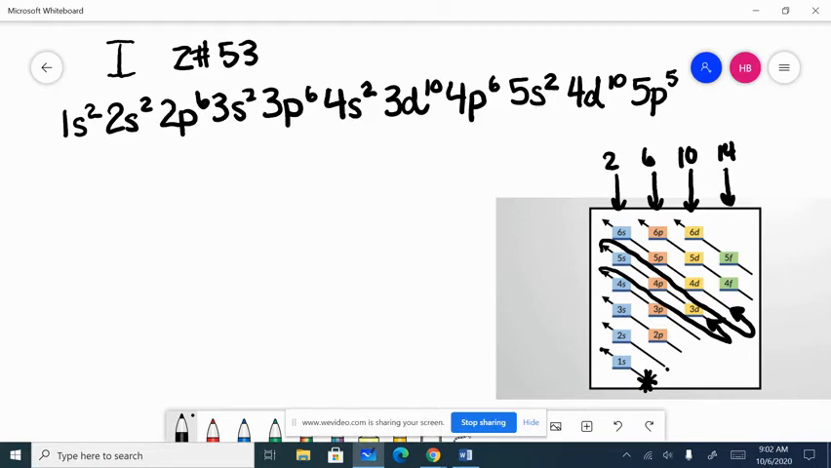You double check by adding that. All of these add up to 53. And then you can also double check because iodine sits in the 5p sublevel in the 5th position out of 6.